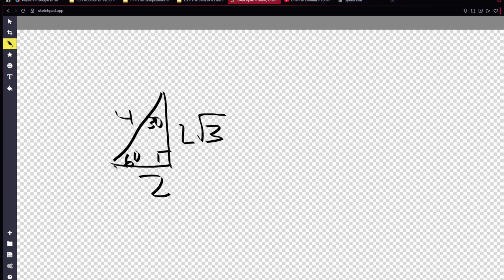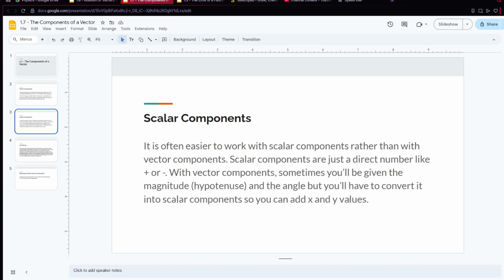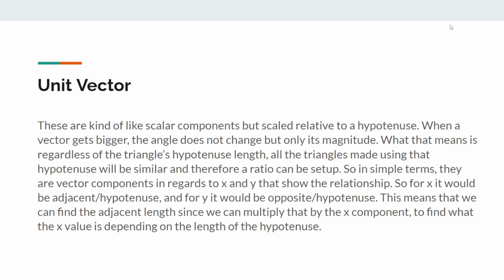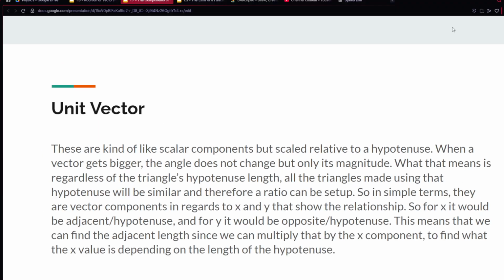Now, instead of saying a magnitude of 4 going 60 degrees from the east to the north, we can instead just say 2 to the right, 2 square root 3 up. So that's the logic of scalar components, which is way easier than using the magnitude and the angle. Unit vectors are scalar components but scaled relative to the hypotenuse. This is all just proofs, I guess, or logic.